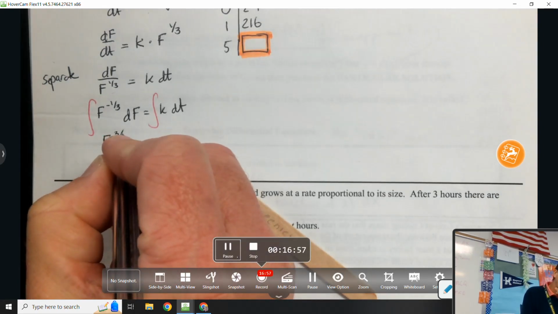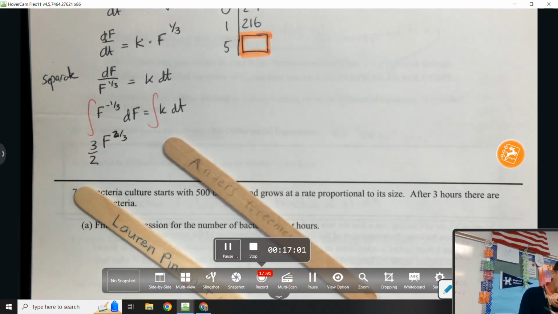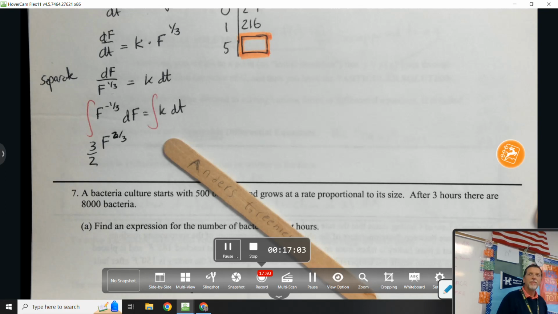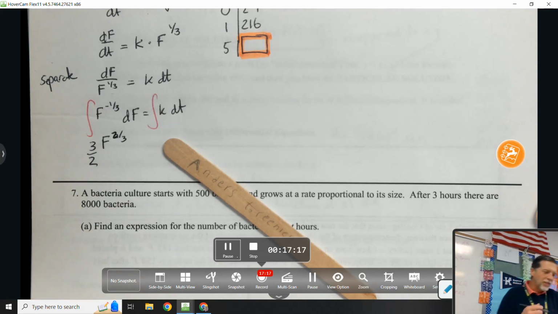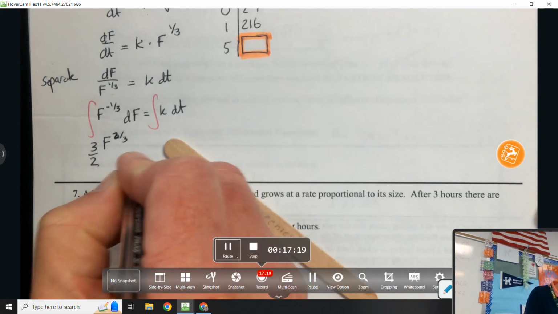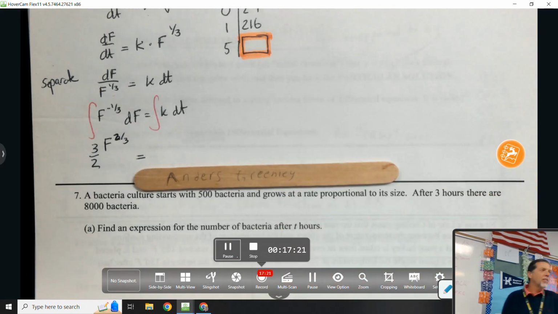f to the 2/3 and then 3/2. Yes. You're amazed you got it right? It's been a break. I'm not going to lie to you, I think I forgot a lot of things. Well, you didn't forget that. Increase the power by 1, divide by the new power. There's sort of a plus c there, but remember we usually let the plus c go on the other side. That's a hint for Anders when he integrates the right-hand side here.